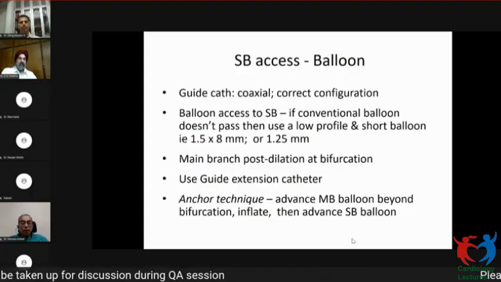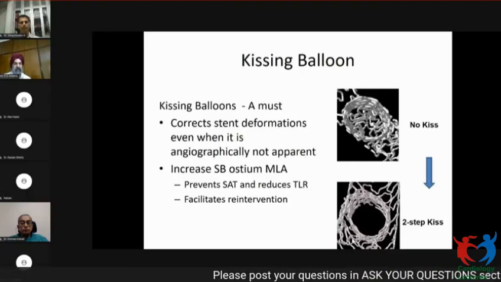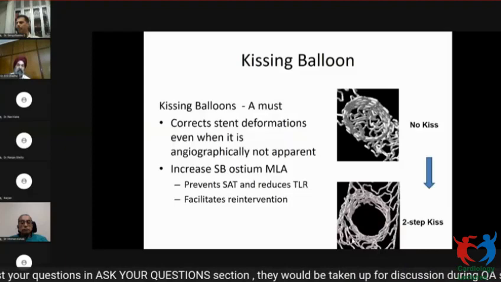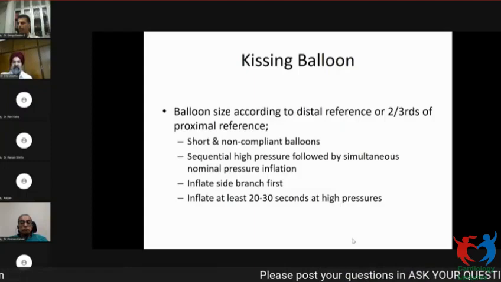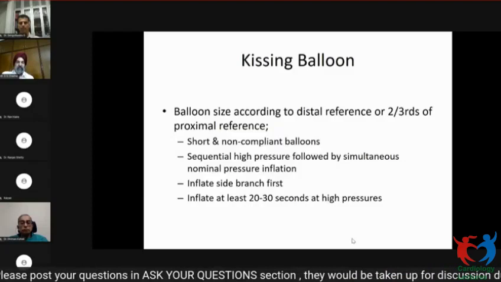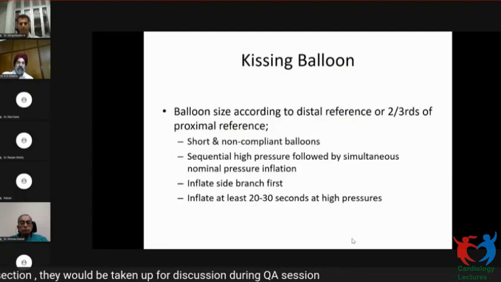Kissing is one of the most important steps because it optimizes the side branch ostium. It prevents subacute stent thrombosis and it prevents TLRs in the long term. So what do we use for kissing? Generally the balloon size can match the stent sizes you use, or it is 2/3 of the proximal reference. NC balloons are preferred. You have to do a sequential high pressure followed by simultaneous nominal pressure, which is very, very important. And it's always nice to inflate the side branch first.